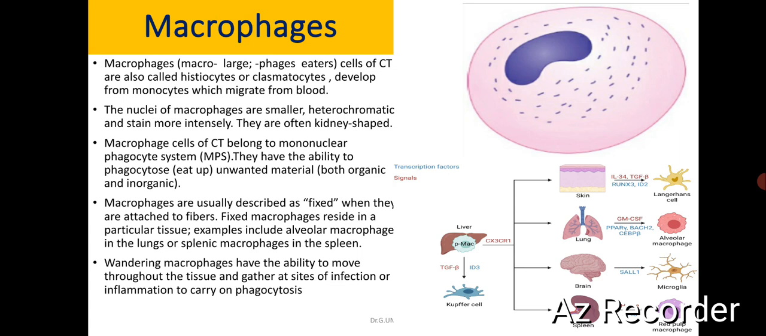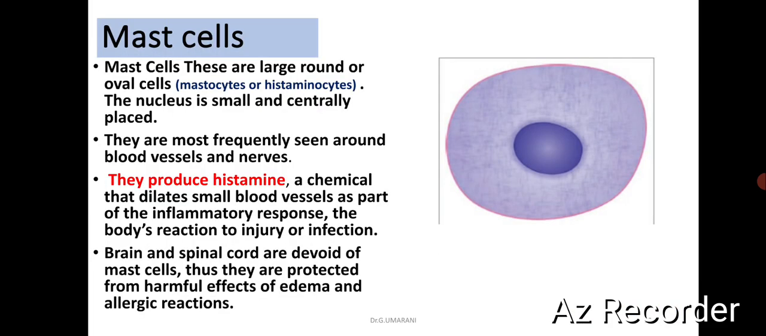Example, alveolar macrophages in the lungs, splenic macrophages in the spleen. Whereas wandering macrophages have the ability to move throughout the tissue and gather at the sites of infection or inflammation to carry on phagocytosis. Next are the mast cells.